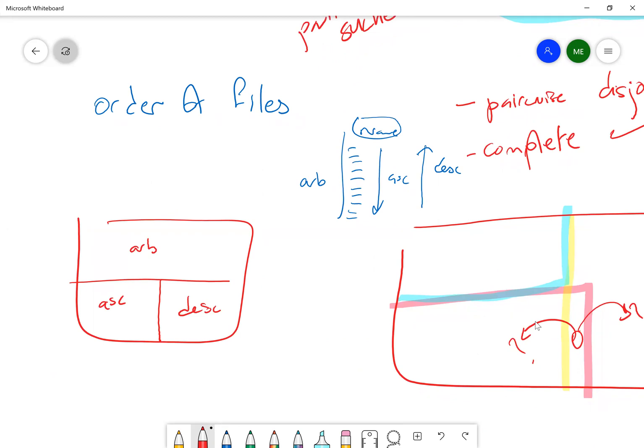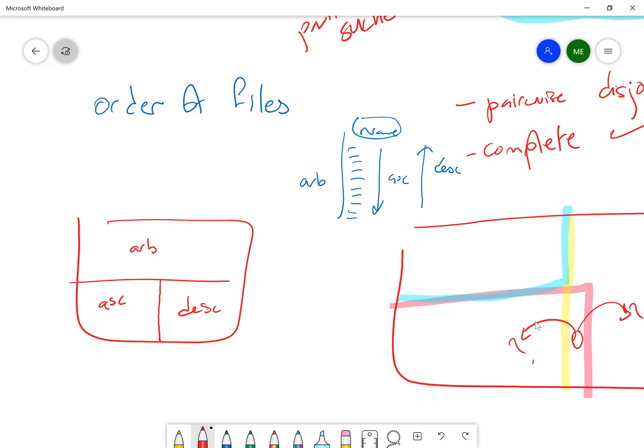I'm looking for an answer. What do you think? All right. It could be complete, but I don't think it's disjoint. Okay, why? Because ascending and descending contain the same files as arbitrary.